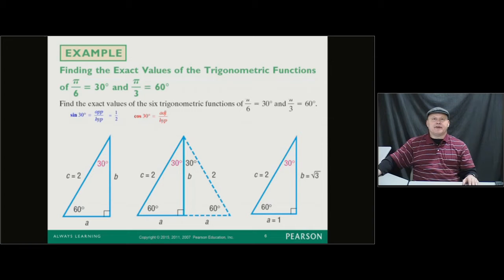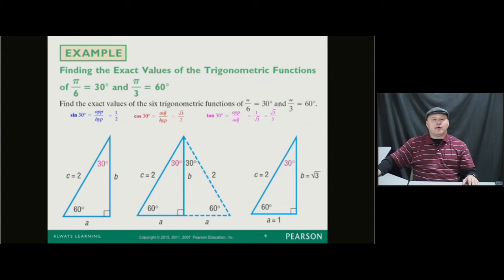Then the cosine of 30 degrees is adjacent over hypotenuse. So that's going to be square root of 3 over 2. The adjacent side to a 30 degree angle is b, so it's the square root of 3 over 2. Now the tangent of 30 degrees is opposite over adjacent. That's going to be a over b, 1 over square root of 3, and rationalizing it is square root of 3 over 3.